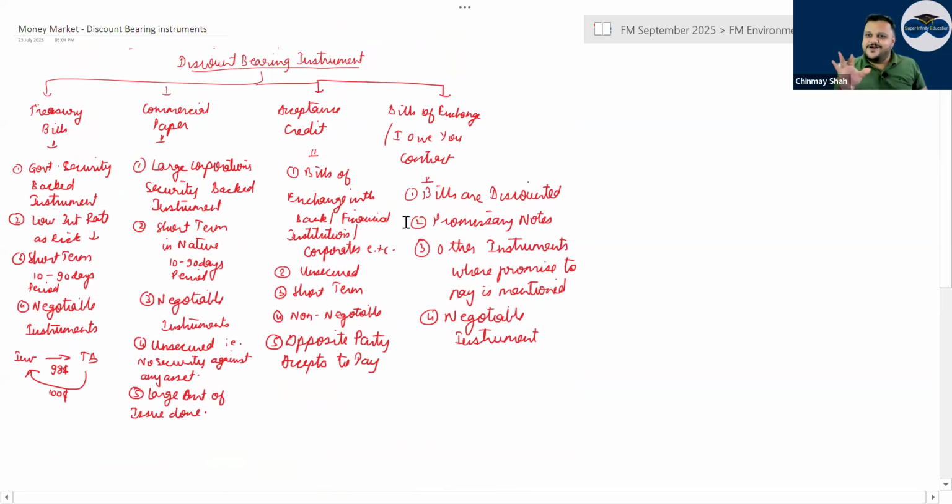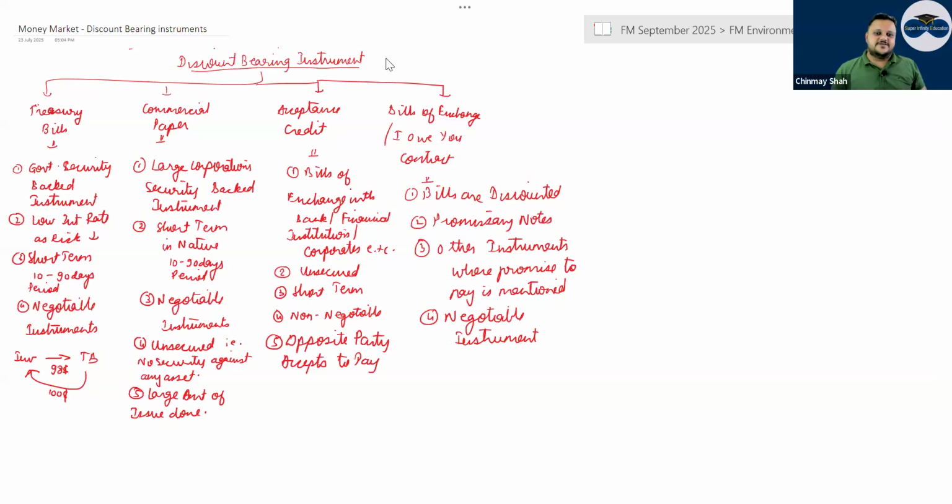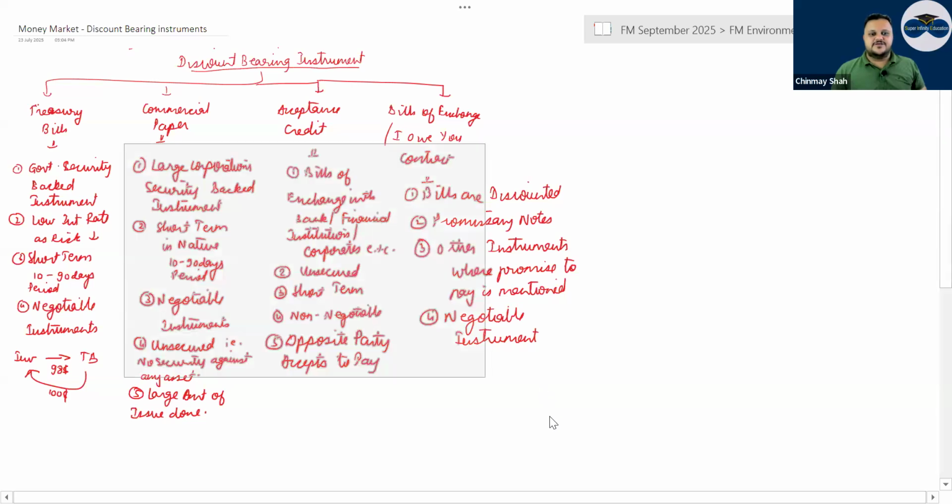Commercial paper. Have you heard all these terms? Did you know all these terms even existed in your syllabus? Tell me. Negotiable means what? Tell me. You can easily sell it somewhere. Correct. Did you know that they can ask what is negotiable, what is non-negotiable, whether it is secured, unsecured? Have you seen MCQs of this part?